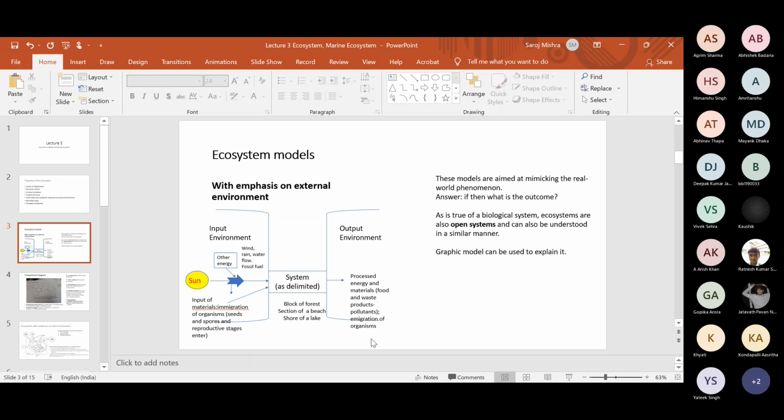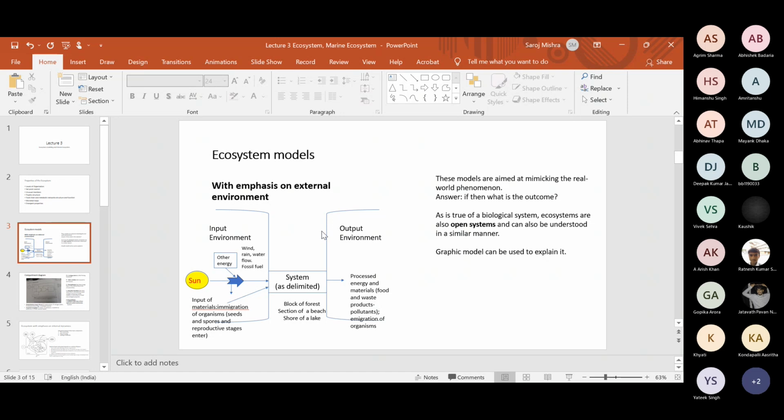Okay, and the output environment, based on the biochemistry of these various things, you will be able to figure out the output of this system. So this is the way ecosystems are modeled.